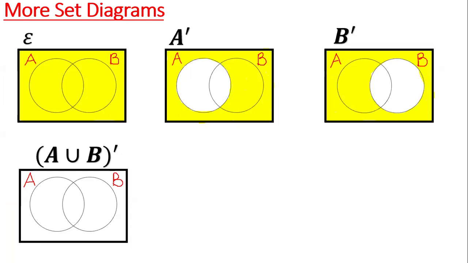Everything in the square except for A and B. Everything except for A and B. Outside A and B. Okay. Everything except A and B. Everything except for A union B. That's what the complement means, right?